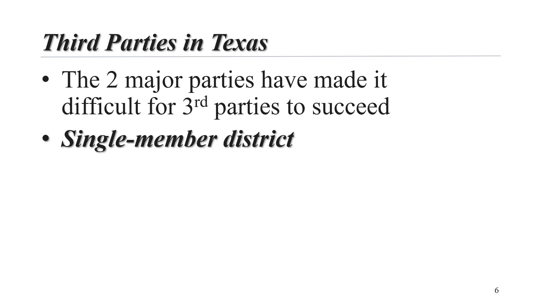Now, third parties can impact elections even if they don't win. The most significant recent threat to major party dominance in Texas came in 2006 in the election for governor. Rick Perry was seen as a vulnerable incumbent, especially during a year that was not particularly favorable for Republicans.